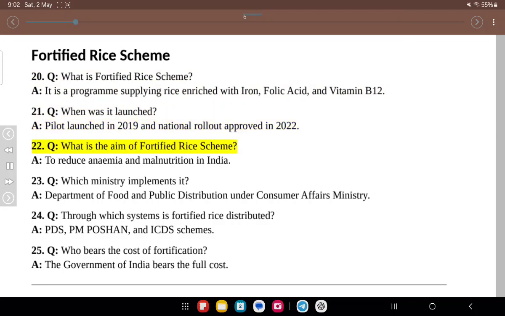22. Q. What is the aim of the fortified rice scheme? A. To reduce anemia and malnutrition in India. 23. Q. Which ministry implements it? A. Department of Food and Public Distribution under the Consumer Affairs Ministry. 24. Q. Through which systems is fortified rice distributed? A. PDS, PM Poshan, and ICDS schemes. 25. Q. Who bears the cost of fortification? A. The Government of India bears the full cost.